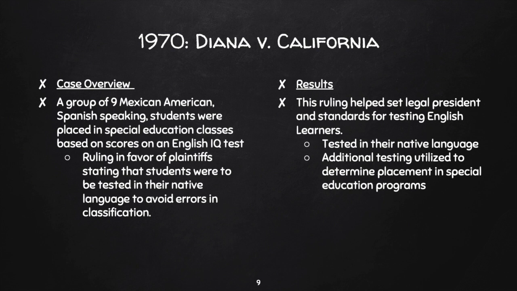And when students come into schools, back in the 70s, the standard test for intelligence testing was just a standard IQ test. So this group of 9 Mexican American Spanish-speaking students were given an IQ test upon their entry in school, but the IQ test was actually in English. And so because of this, they scored very low. Because of their low score, they were then placed in special education classes.